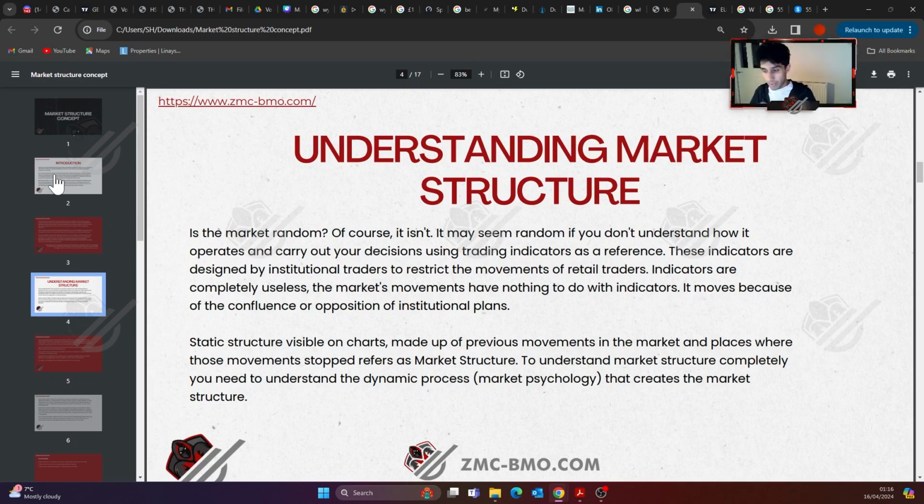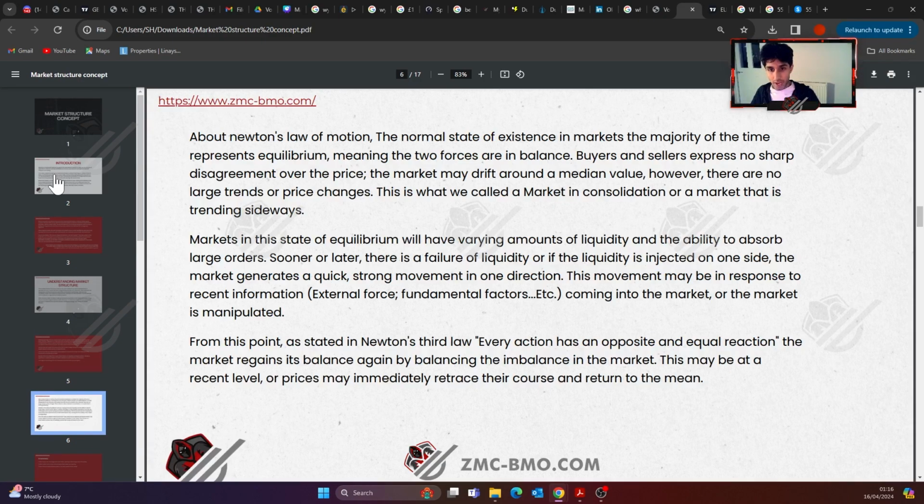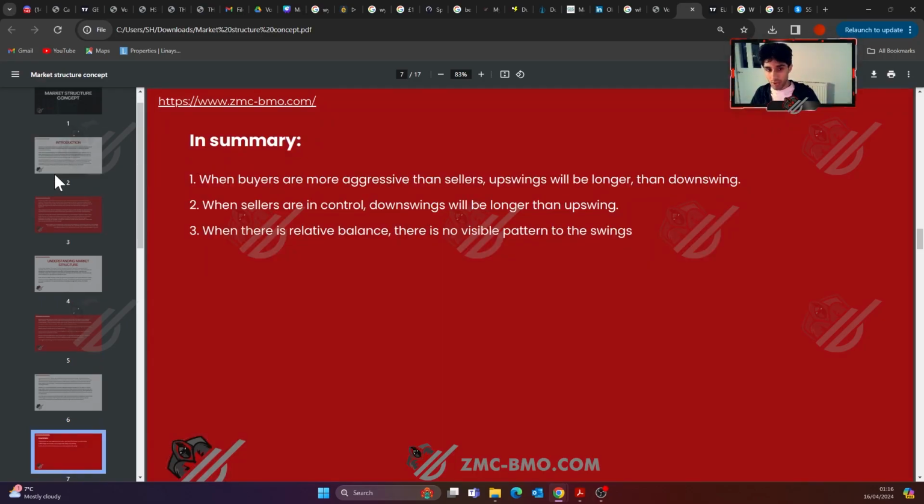So again, we go over market psychology as well. And in summary, with those two slides, when buyers are more aggressive than sellers, upswings will be longer than downswings. When sellers are in control, downswings will be longer than upswings. When there's relative balance, there's no visible pattern to the swings.